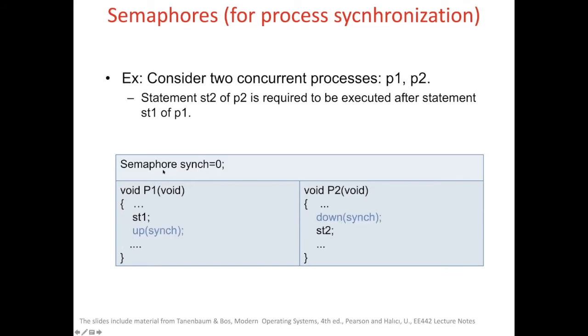Then use a semaphore sync, which is set to 0 initially. After statement 1, we have up sync, and before statement 2, we have down sync. If process P2 is faster and comes to ST2 before statement ST1 of process P1, in that case, since the value of sync is 0, it will wait at this down operation until statement 1 is executed and the value of sync is incremented by the up operation.